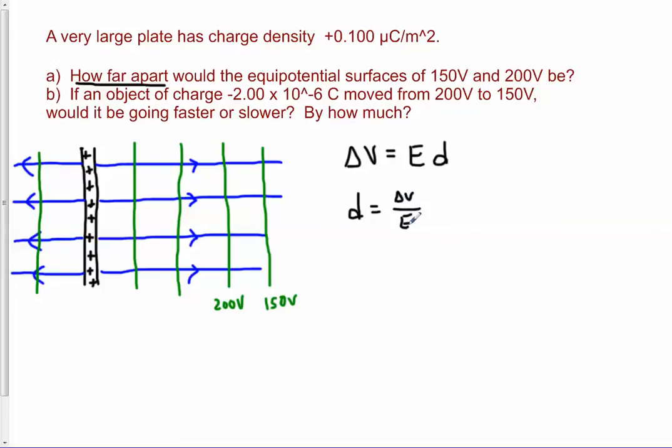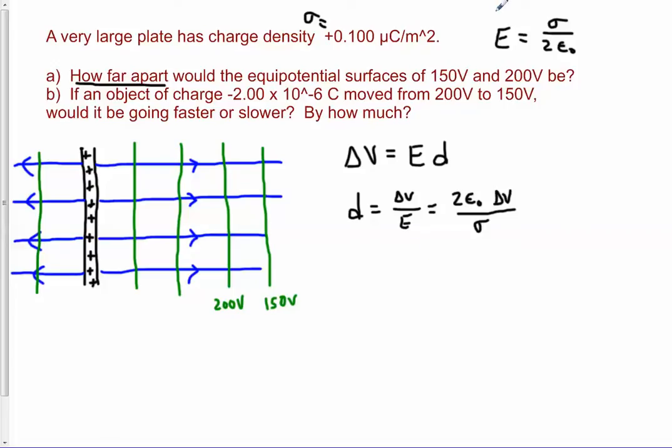But we know E from our charge density. Charge density is sigma, and we remember from our electric field handout that the electric field due to an infinite plane is sigma over the constant 2 times epsilon naught. So I'm going to sub that in right here. I could figure that out separately and get a number, or I'll just plug in that expression right now. Since E is in the denominator, the 2 epsilon naught will be up here with the delta V, and the sigma is down there.